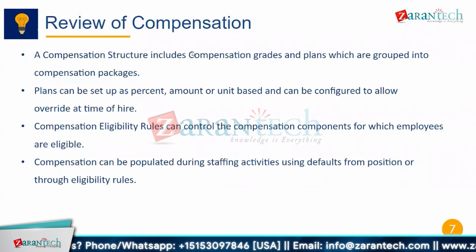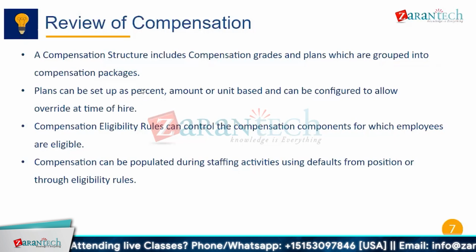The compensation structure includes the compensation grades and plans, which are grouped into compensation packages. Plans can be set up as a percent plan, an amount plan, or unit-based, and you can override that particular value at the time of hire. For example, a car allowance can be a fixed amount. Someone in Europe might get a certain amount per month or per quarter, so when you set up that plan, you might have a certain default car allowance. If you're in the UK, that amount might be different, so you have rules on a particular plan. Basically, this bullet is telling you the plan could be set up as an amount, like the allowance example, or as a percentage.